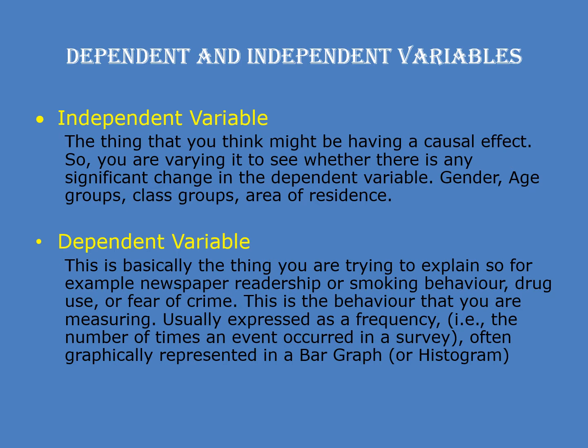Now, there's also the dependent variable. So this is basically where an investigator or researcher is trying to explain, for example, a newspaper or journal article readership, smoking behavior, drug use, or fear of crime, for example. And this is also a behavior that is being investigated to be measured and usually expressed as a frequency.